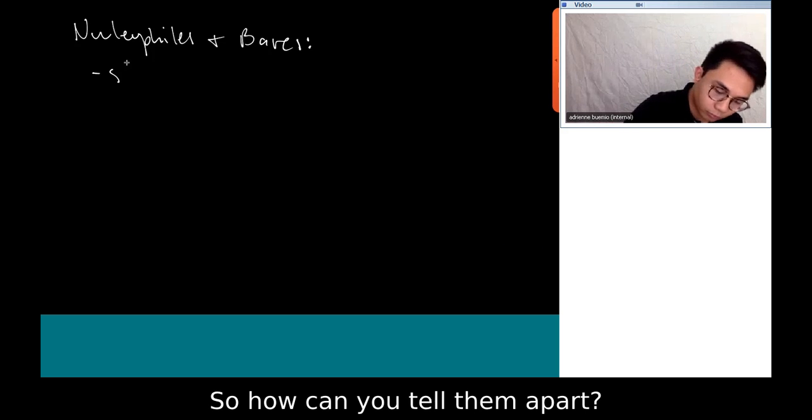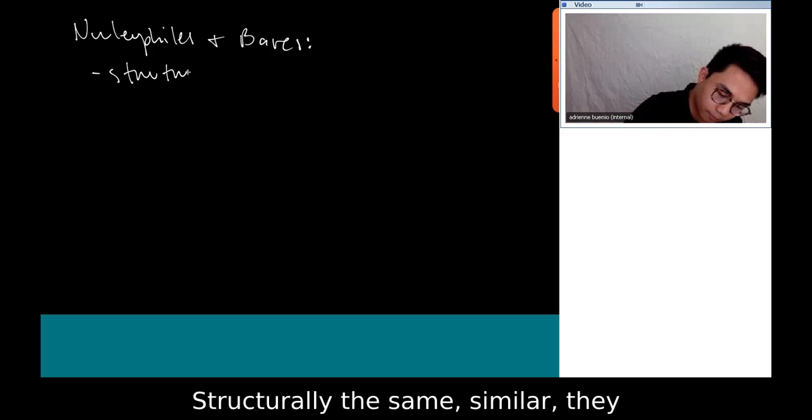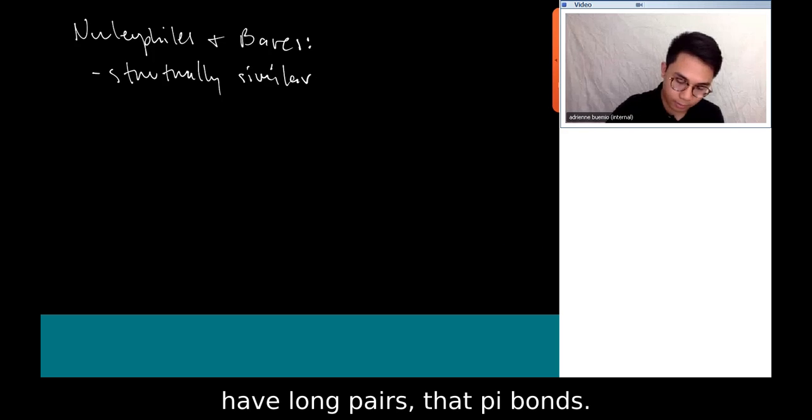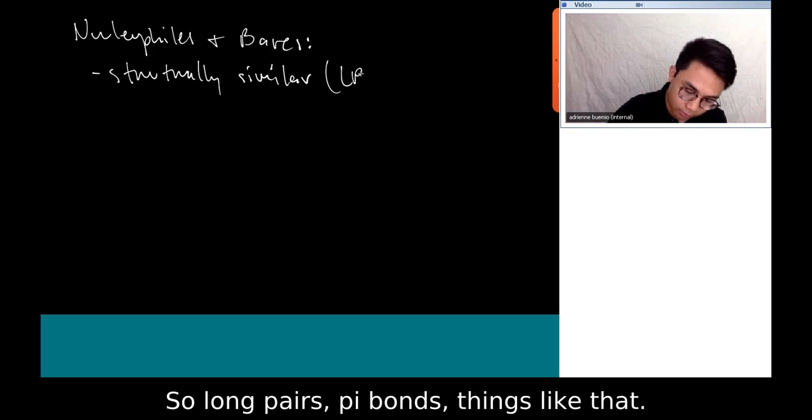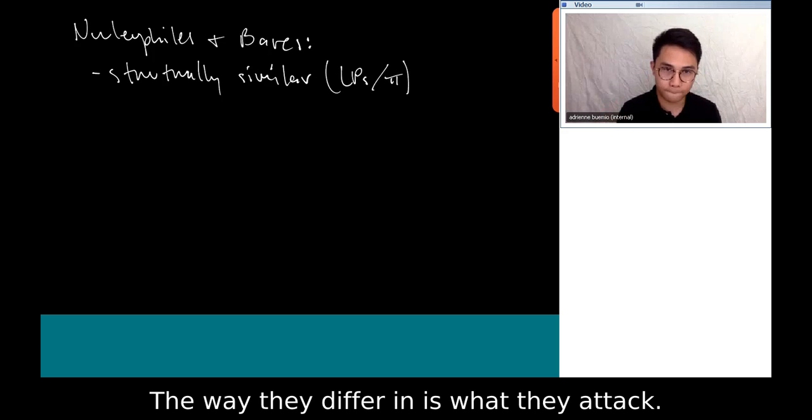So we're still with nucleophiles and bases, and now we have the actual nucleophiles and bases. They're pretty much the same. So how can you tell them apart? Structurally the same, similar. They have lone pairs, they have pi bonds. So lone pairs, pi bonds, things like that. The way they differ is in what they attack.